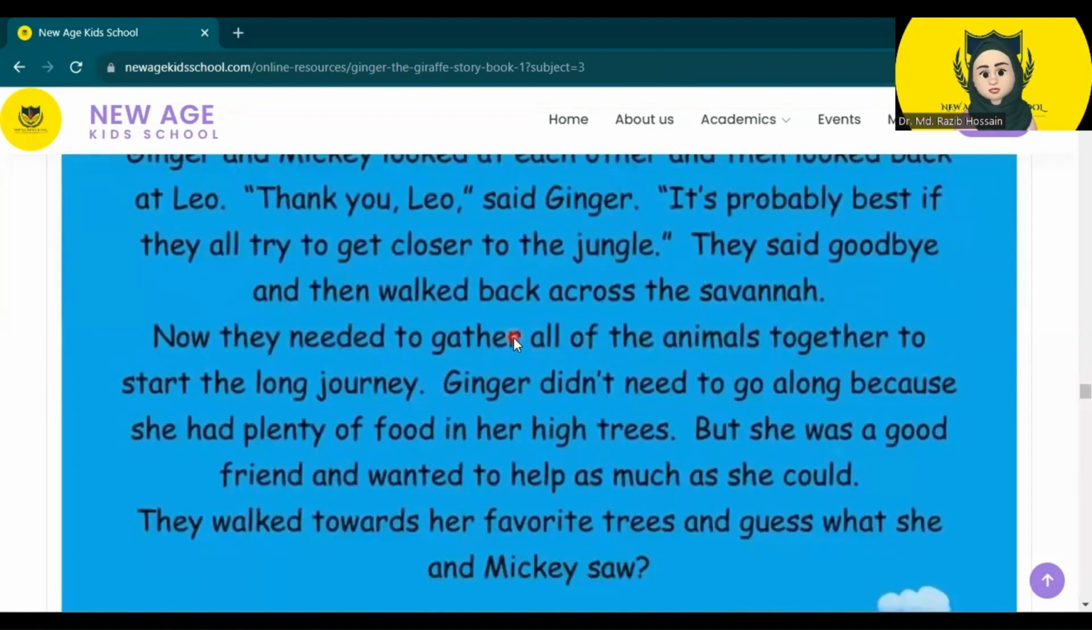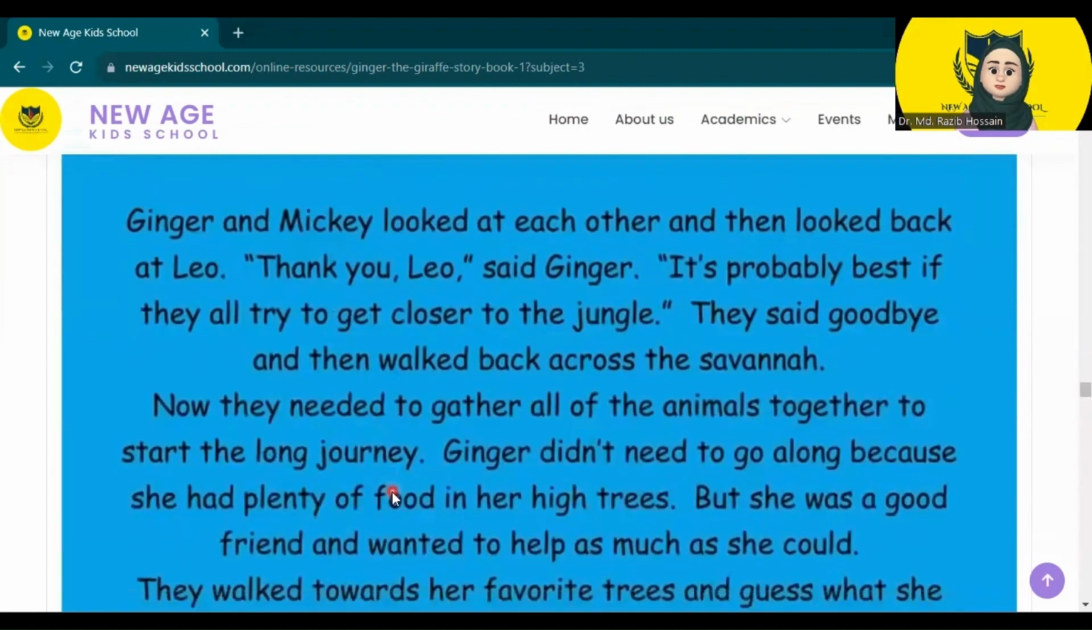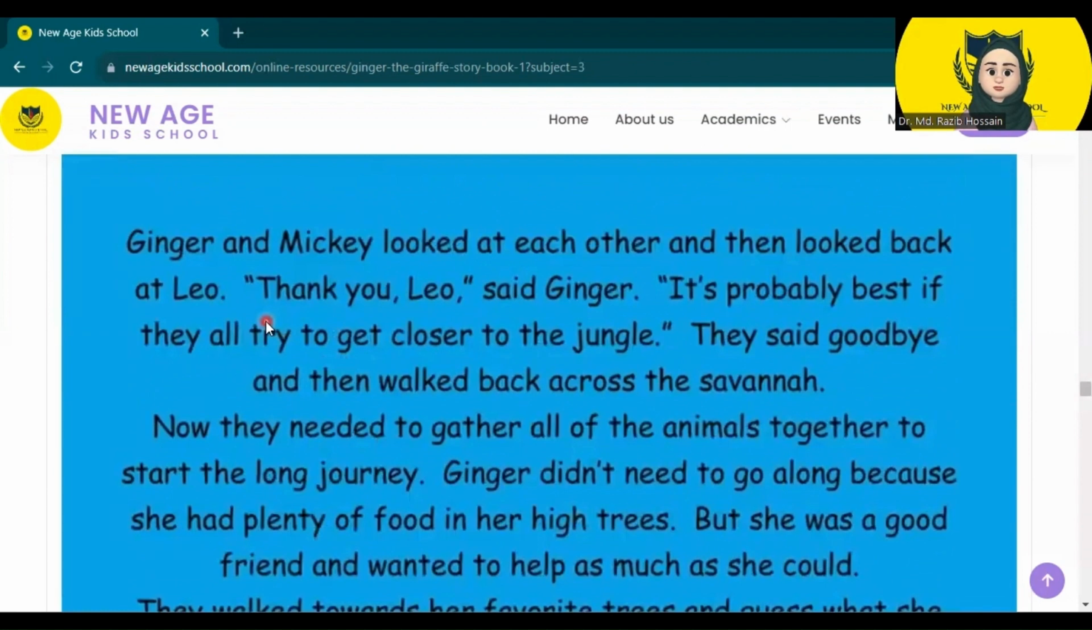Now they needed to gather all of the animals together to start the long journey. Ginger didn't need to go along because she had plenty of food in her high trees. But she was a good friend and wanted to help as much as she could. They walked towards her favorite trees, and guess what? She and Mickey saw.